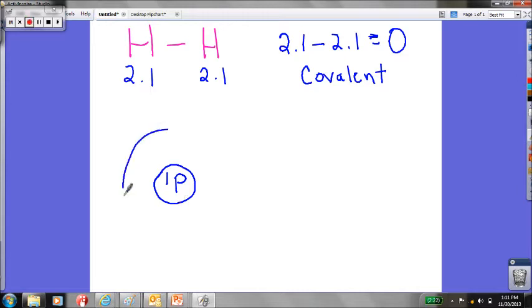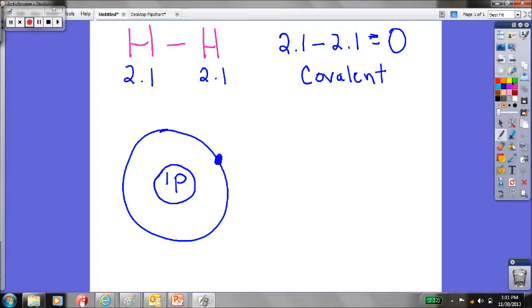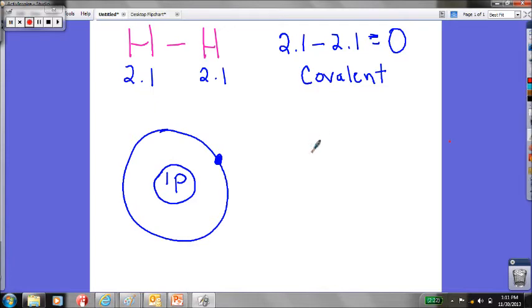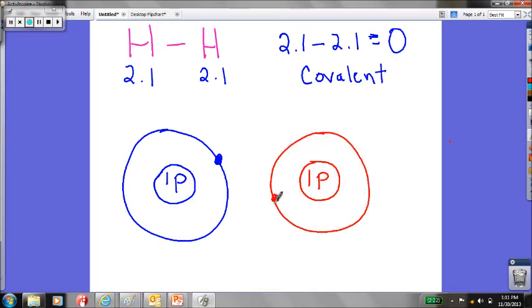And so I'm going to draw my first energy level, and I'm going to draw my one electron that this hydrogen atom has. Okay, so there is my first hydrogen atom. Now I'm going to draw my second hydrogen atom, and I'll draw it in red. So I have another hydrogen atom over here, and I'm going to draw its nucleus. It's going to have one proton in it, and it's also going to have one electron.